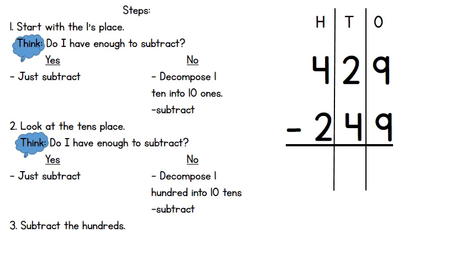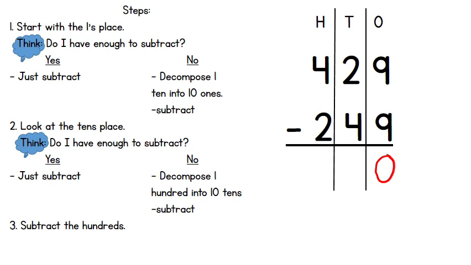Okay, I'm subtracting 249 from 429. First step is always start with the ones and think, do I have enough to subtract? I'm going to think, do I have more on top, more on the floor, or are they the same? In this case, in the ones place, they're the same. So my poem says, if they're the same, then 0's a game. So I know I'm just going to write a 0 in my ones place.